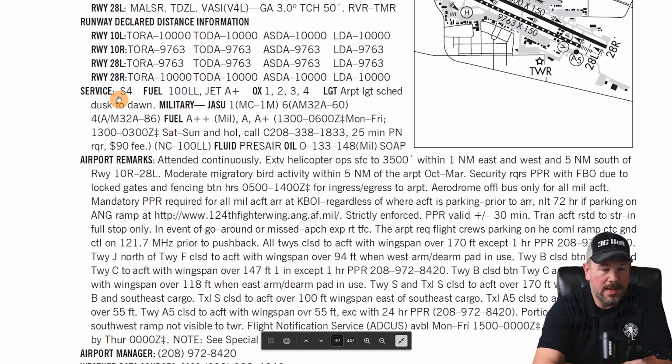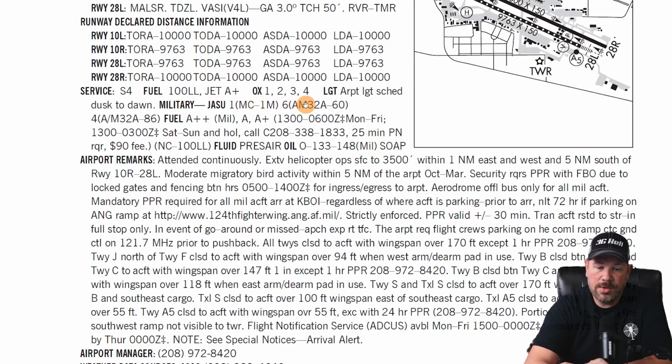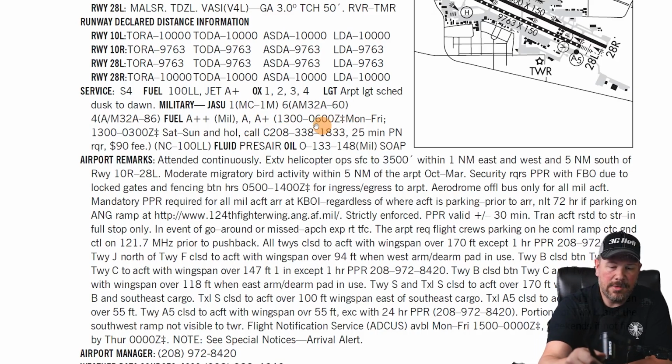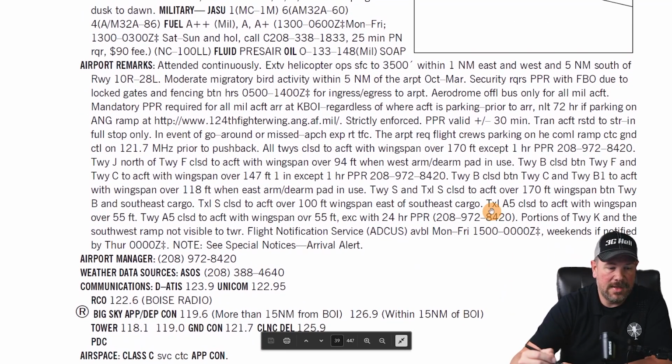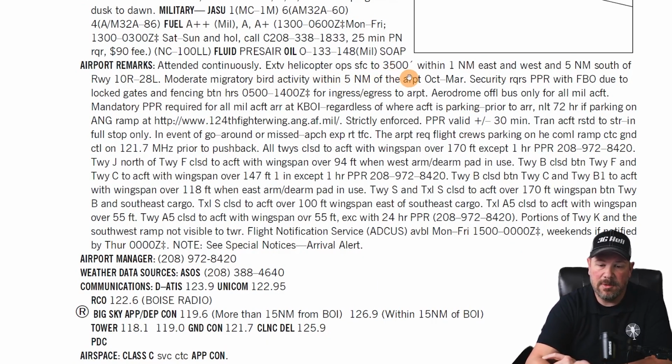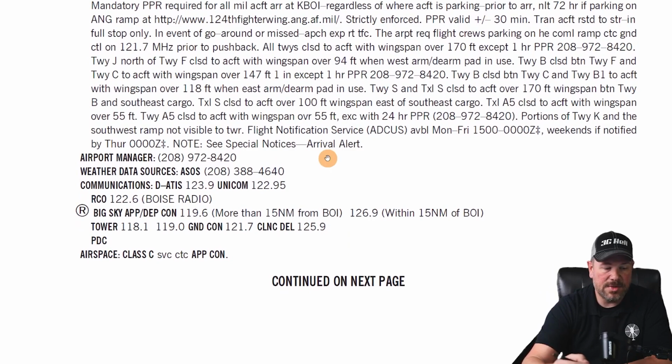Then we can come down to services, S4, fuel, 100 low lead, Jet A, oxygen, 1, 2, 3, and 4, airport light schedule dusk to dawn, military, and here's some military information, fuel, Jet A, A++, and then A+ or with PRIST. And then hours of operation, and then Saturday, Sundays, here's a number that you can call, and then fees or any associated landing fees. Airport remarks: attended continuously, extended helicopter ops from surface to 3,500 feet within 1 nautical mile east and west, 5 nautical. I mean, you can just go through this and you pick out so much information.